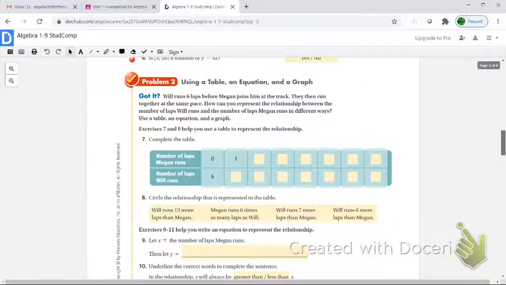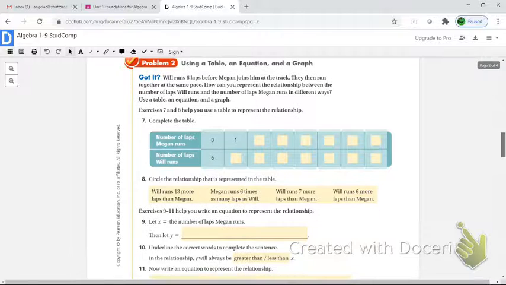Okay. For this one, it says using a table, an equation, and a graph. Will runs 6 laps before Megan joins him at the track. So he's already run 6 laps before Megan gets there. They then run together at the same pace. So they're keeping pace with one another. How can you represent the relationship between the number of laps that Will runs and the number of laps Megan runs in different ways? Use a table, an equation, and a graph.